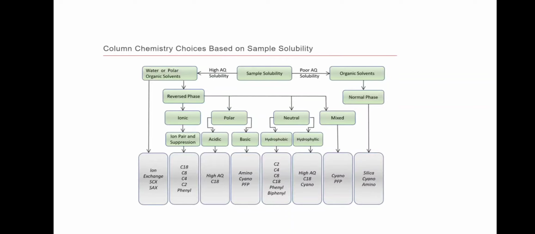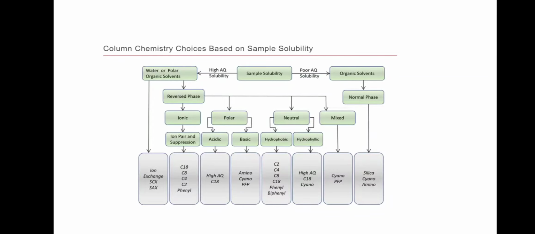Here we have a flowchart that outlines the column chemistry choices based on sample solubility. The first step is determining if the sample is soluble in water or polar organic solvents, or in organic solvents. This helps you decide between reversed phase or normal phase chromatography.